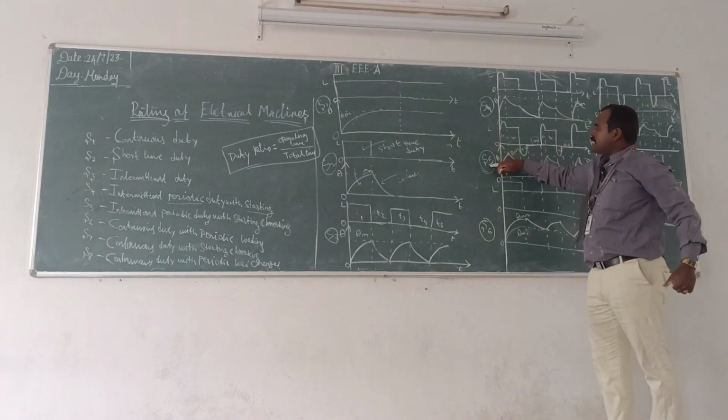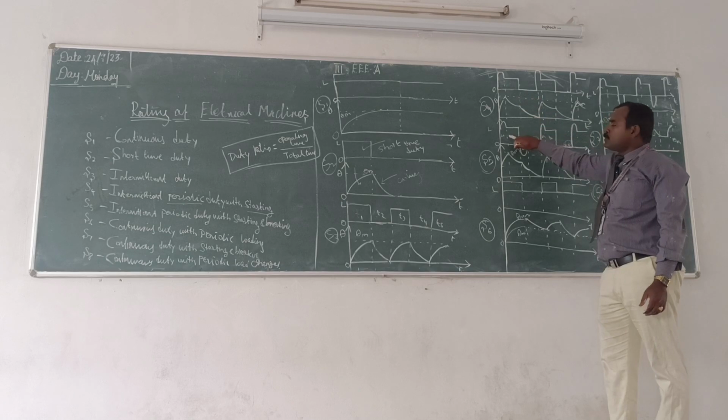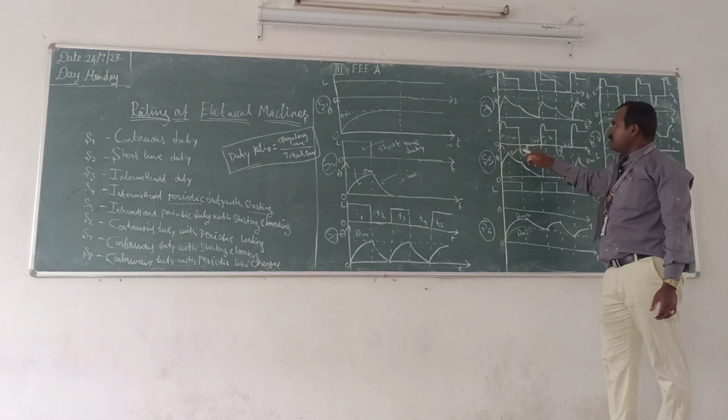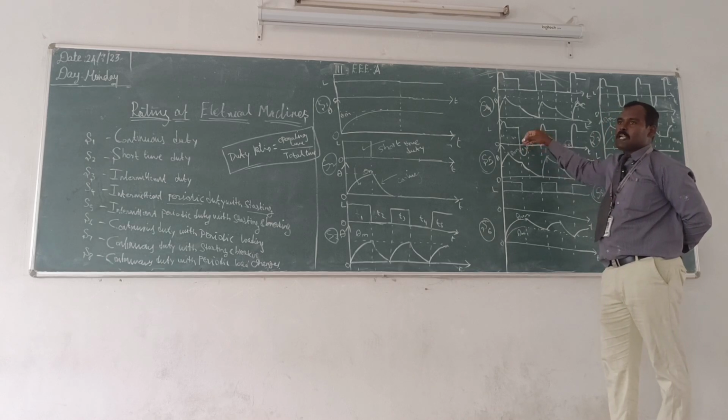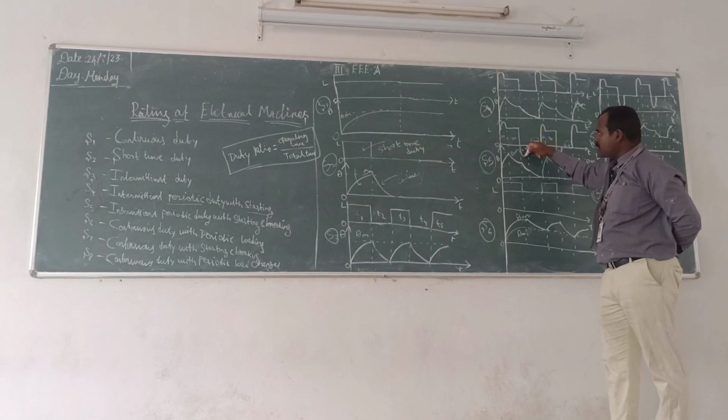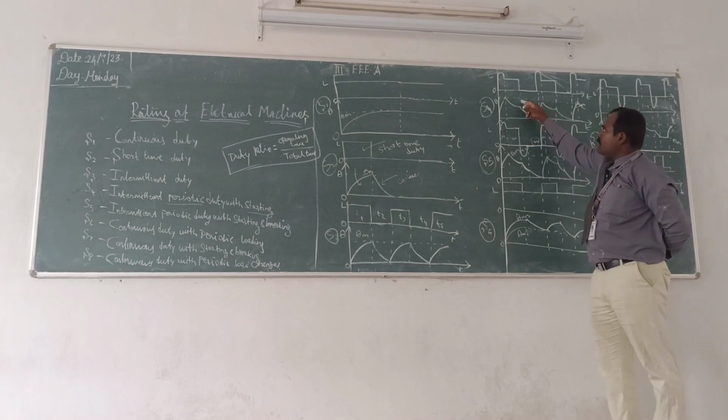Similarly, the next category, S5, is intermediate periodic duty with starting and braking. Braking means you are controlling the motion, right? You are applying the load in the reverse direction. That is why the curve becomes like that. That is the only variation.